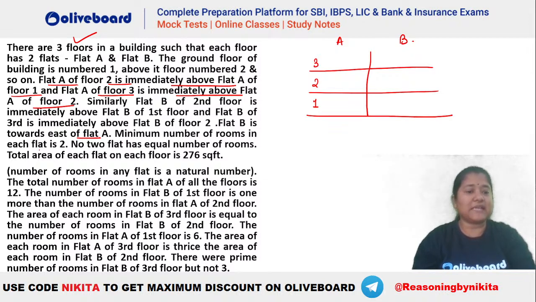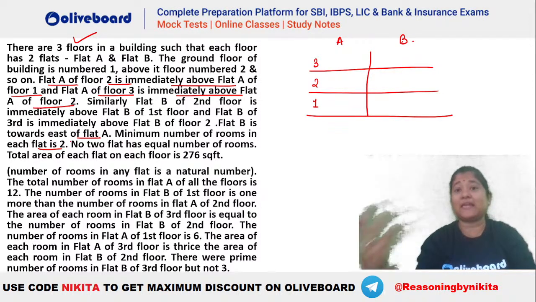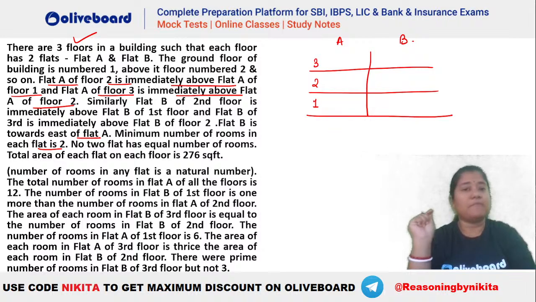Minimum number of rooms in each flat is 2. So, there cannot be any flat which has only one room. Minimum number of rooms in every flat has to be at least 2. There should be at least 2 rooms in each of the flats.